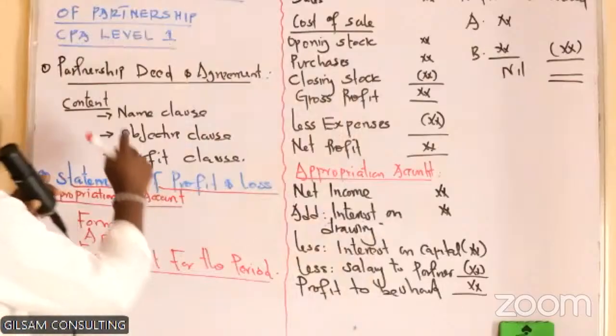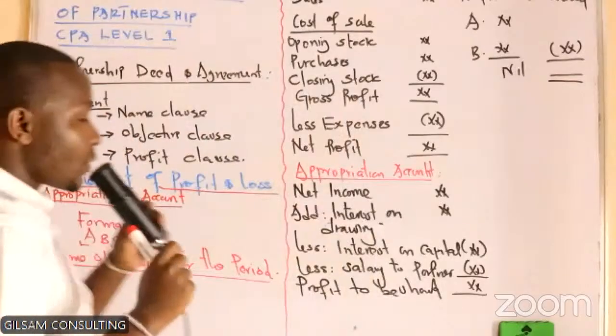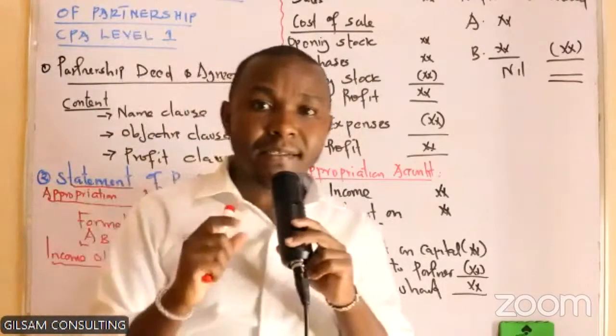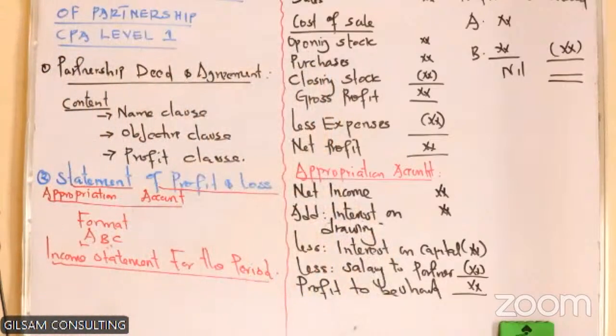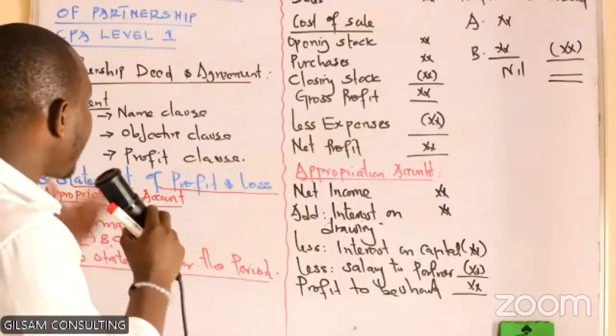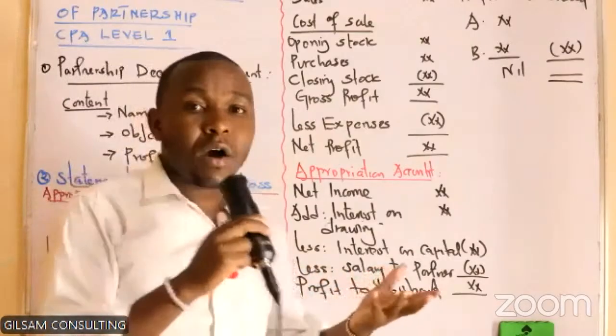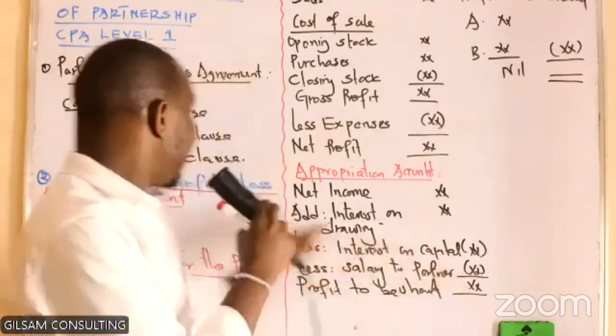And then you have the name clause, or the name of that business. So if the examiner asks you to give at least 3 contents of partnership deeds, you will give this.